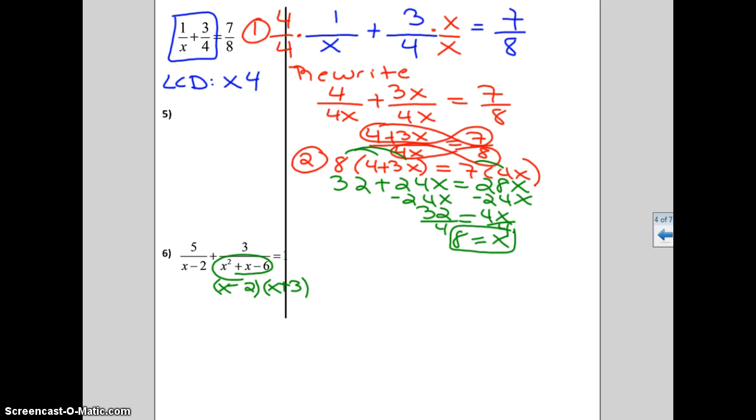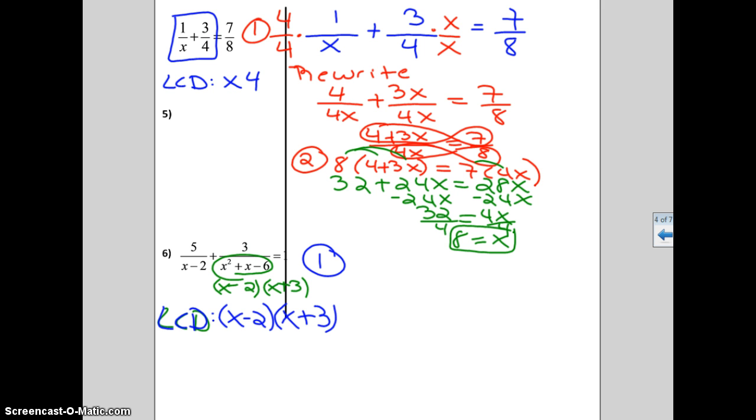That will work. So when I'm looking for my least common denominator, oops, I'll use blue for this. Okay? When I'm looking for my least common denominator, I will want at least the x minus 2, and I'll also need the x plus 3. I'll need one of each of those because I need to make sure I have enough to make both denominators. All right, so now I'm going to go into my rewriting step.